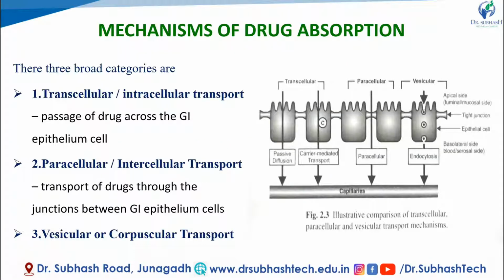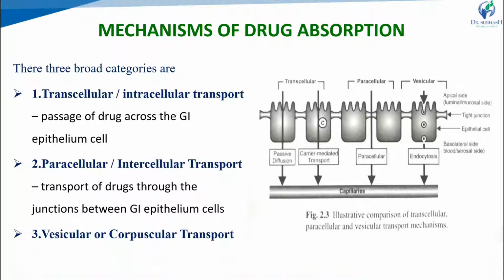Mechanism of drug absorption. There are three broad categories that we use to classify the absorption of drug across the cell membrane. The first one is transcellular, or intracellular transport. This is a major pathway for the absorption of drug. What is transcellular? The passage of drug across the GI epithelial cell. Throughout the cell, the drug crosses the cell membrane. So that is called transcellular or intracellular transport. Passive diffusion and active transport are examples of transcellular transport.